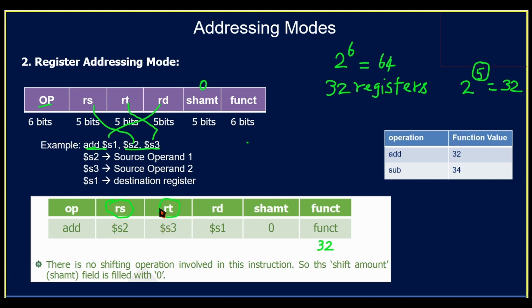So depending on that, the value will also change. This RT may be used as a temporary register, or it can also be used as a general purpose register, that is, an S register. But RD should always be used to store the result. Then the shift amount, as I already told, is 0. The function value should be 32. So this is called register addressing mode, because in this instruction, S1, S2, all these registers are called operands. All the operands are registers here. That is why it is called register addressing mode.